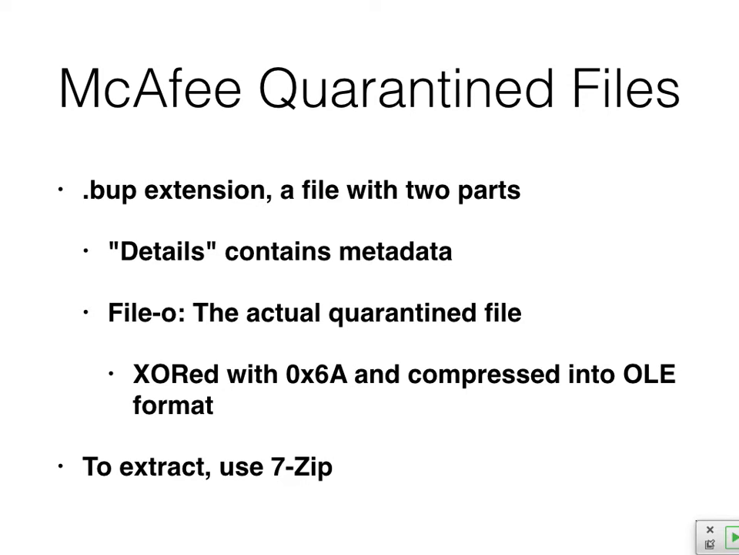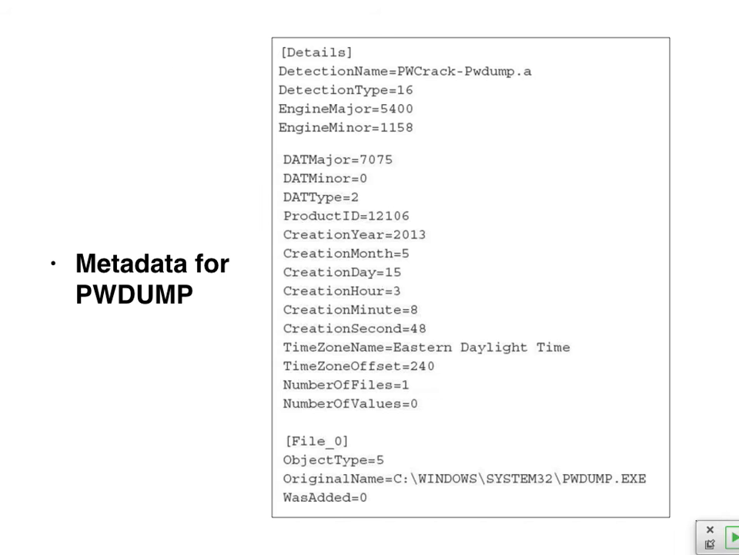You can just open that with 7-zip or other compression utilities, not just WinZip, but OLE is just a Microsoft format. At least I've seen Microsoft use it. I don't know if they invented it. It's just another way to zip things up, and it's not that hard to open. And so here's the metadata when you try to put the pwdump hacking tool on a machine with McAfee. Here's the original name, and here's the information about when it was detected and why they took it down. It's a known hacking tool.